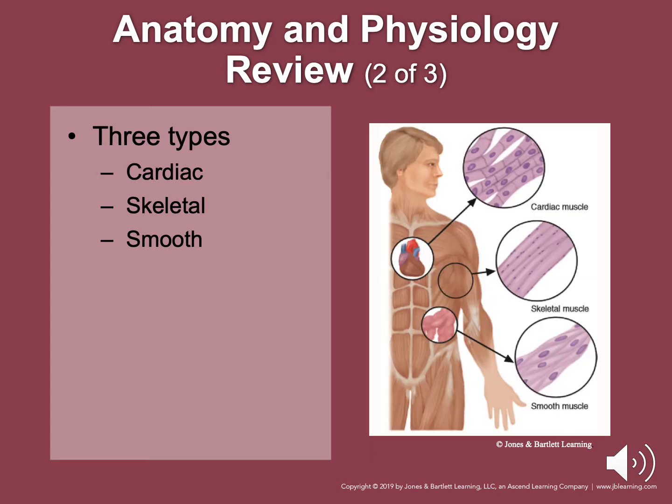There are three types of muscles: cardiac, skeletal, and smooth. Remember that cardiac moves on its own. Skeletal has to be told, and smooth muscle does contract mostly on its own, but sometimes it has to be told also. So muscle contraction requires energy, which is derived from the metabolism of glucose and results in the production of lactic acid.